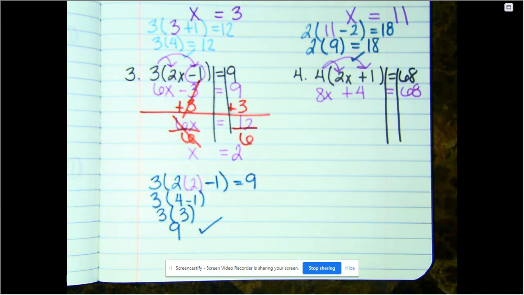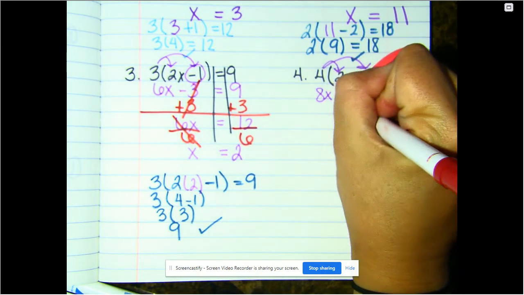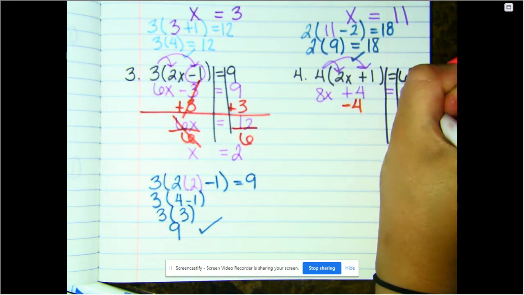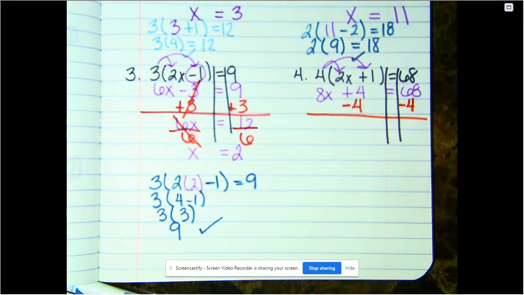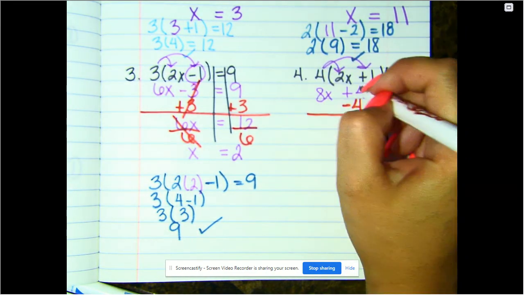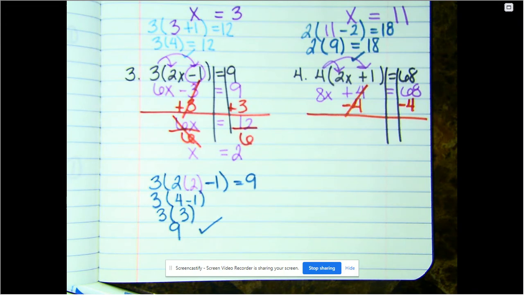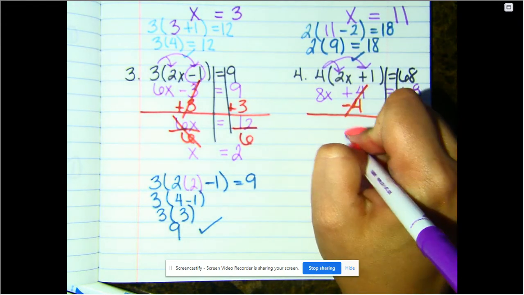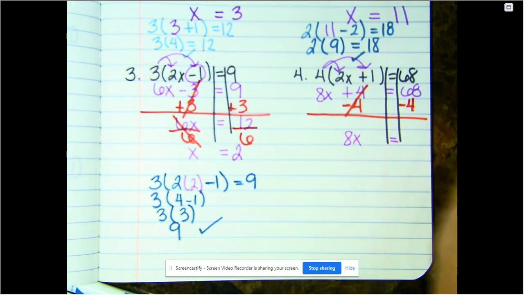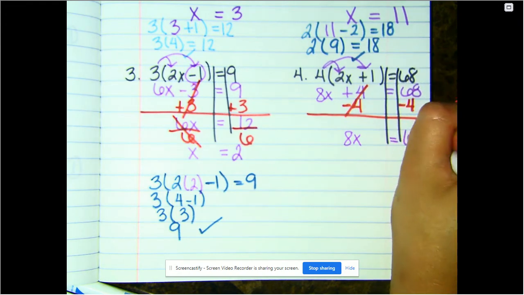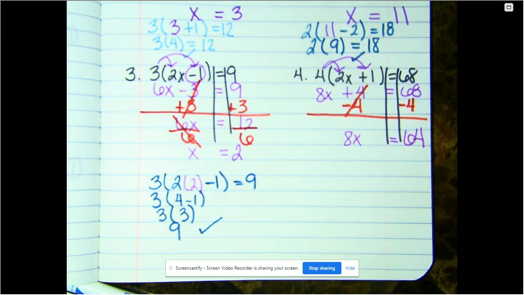Okay, the next step is finding our addition or subtraction. So I see plus 4. And the opposite of that is subtracting 4 on each side. Zero pairs, positive 4, negative 4. So then I'm left with 8x is equal to 68 minus 4, which is 64. Almost gave the answer away there.